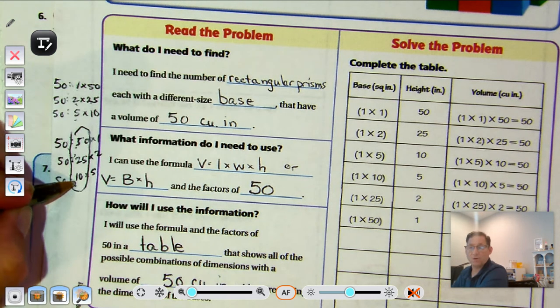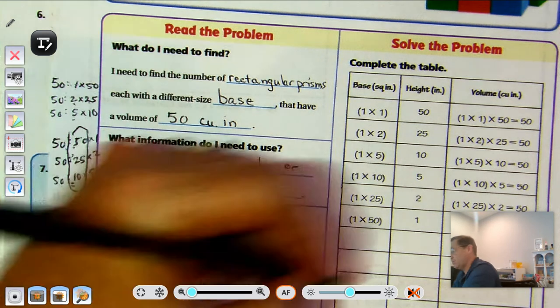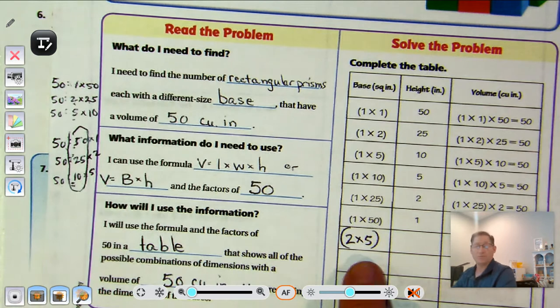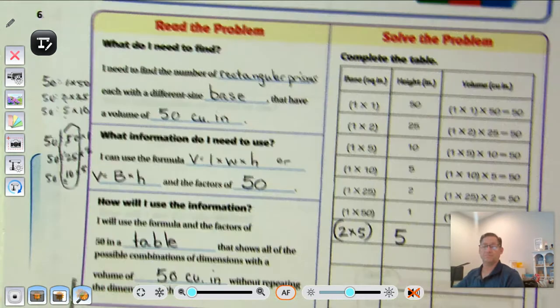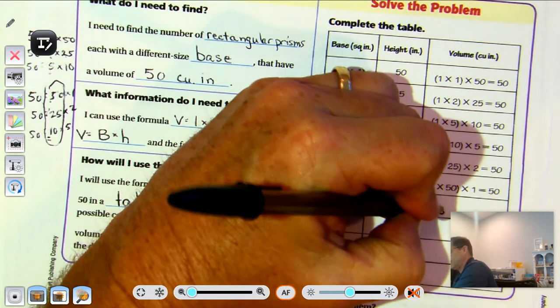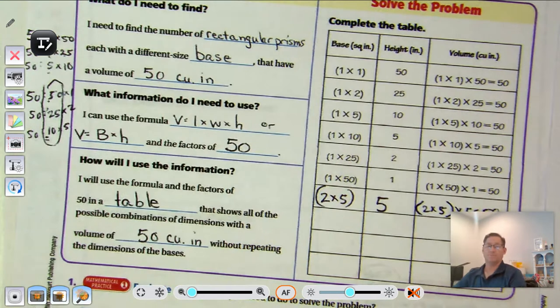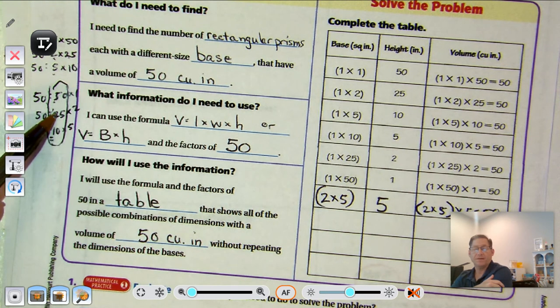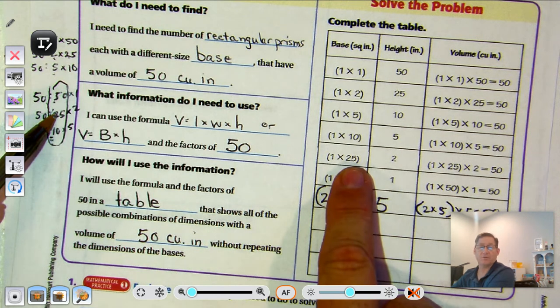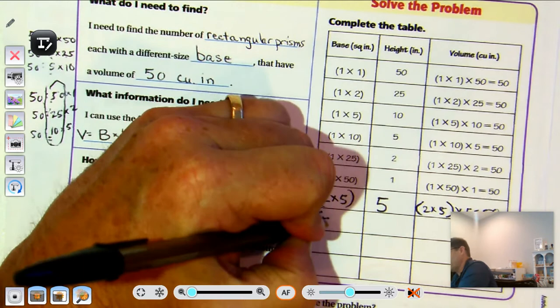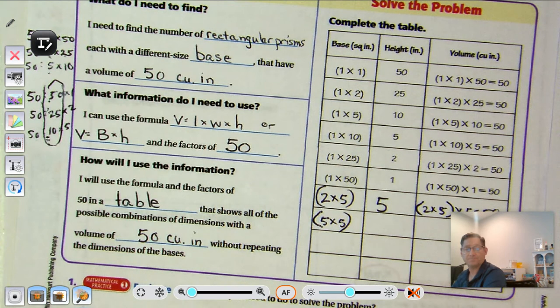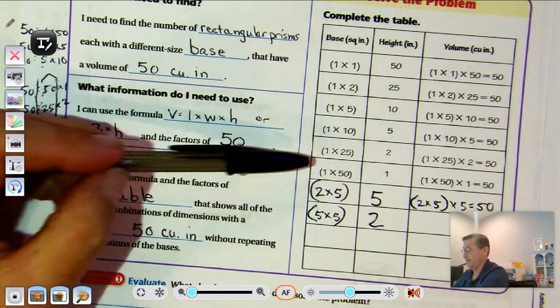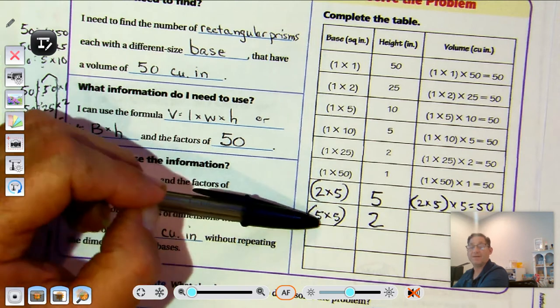So for instance, 1 times 10 is 10, but is there another way of making 10? Or to have a base of 10? Yeah, 2 times 5. So 2 times 5 with a height of 5. Well, that would be 50. All right, so that's the only ways of making 10, right? 1 times 10 or 2 times 5. How about 25? We know it could be 1 times 25, but couldn't I use 5 times 5? Okay, 5 times 5 times 2. Okay, so we have 1 times 25 times 2, and we have 5 times 5 times 2.